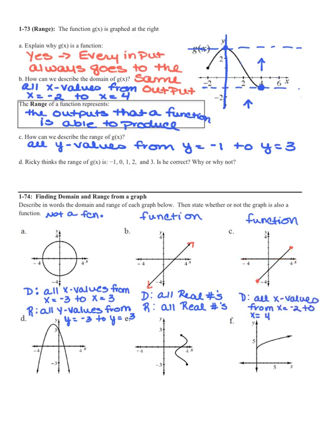And for the range, if we look at our y values and focus on reading from bottom to top, the lowest y value that I use is here at -4, and the highest y value that I use is at +2. My range is all y values from y equals -4 to y equals +2.